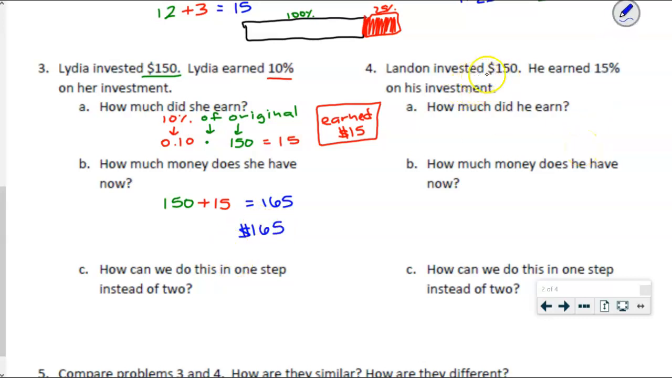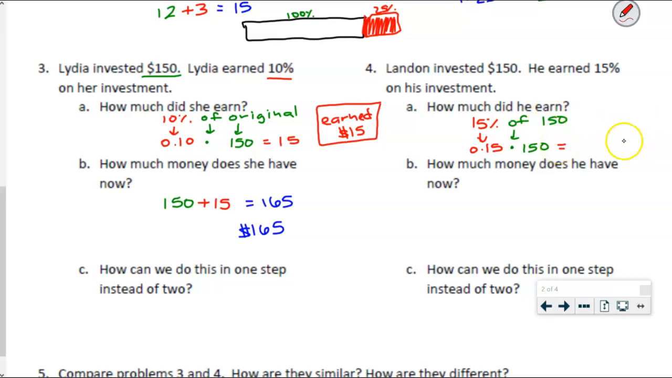Landon also invested $150. Landon earned 15% on his investment. How much did Landon earn? Again, the same process: I'm asking what is 15% of $150? 15% is 0.15. Of means to multiply, and we're multiplying by $150. When I type that into my calculator, what do I get?